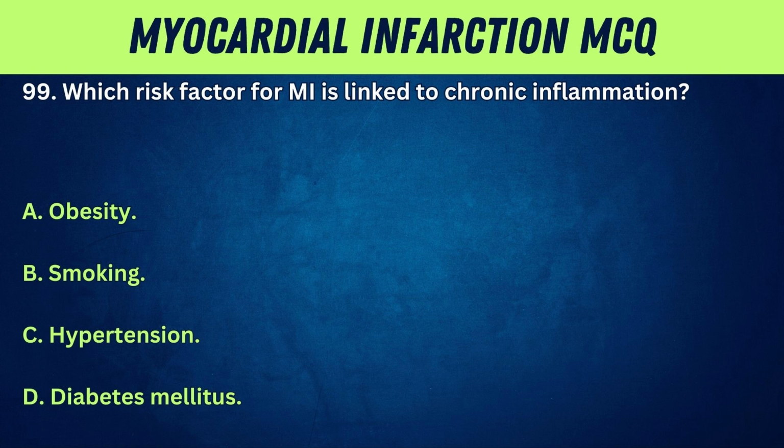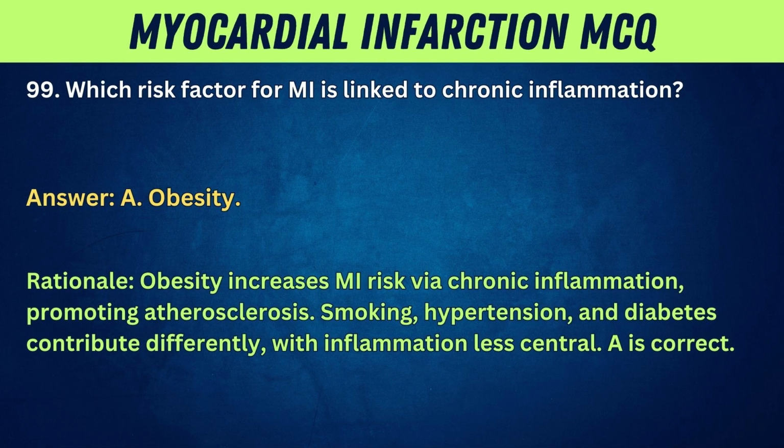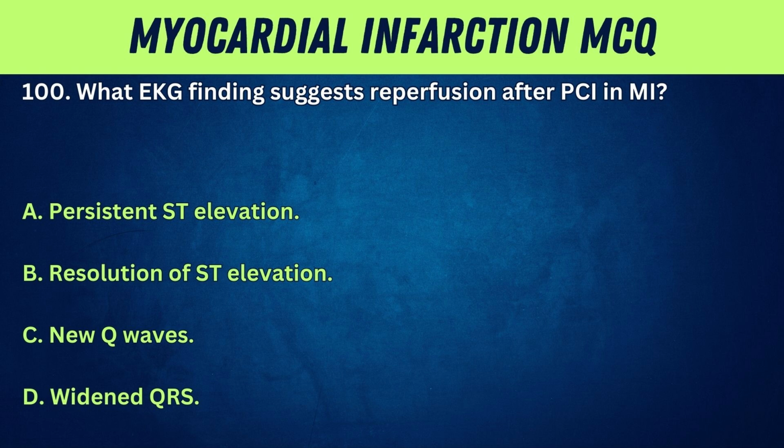99. Which risk factor for MI is linked to chronic inflammation? A. Obesity. B. Smoking. C. Hypertension. D. Diabetes mellitus. Answer: A. Obesity. Rationale: obesity increases MI risk via chronic inflammation, promoting atherosclerosis. Smoking, hypertension, and diabetes contribute differently, with inflammation less central. A is correct.